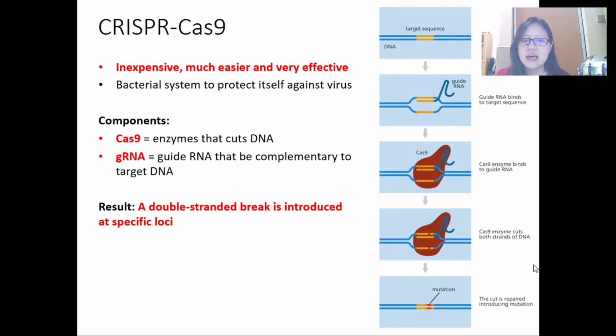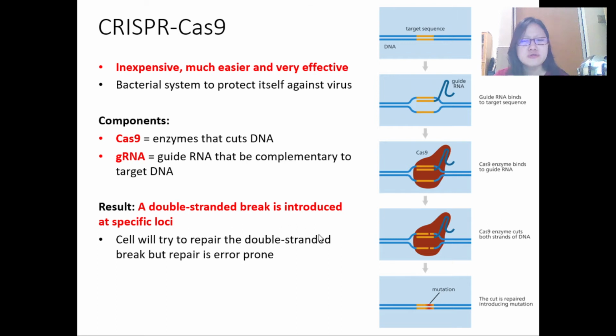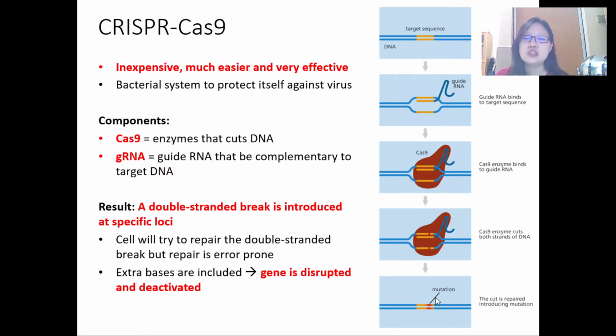This is introduced at a specific place because the guide RNA, again, is complementary to that specific target DNA. It's binding in a complementary manner. Anyways, what happens is that the cell will try to repair the double-stranded break that you have caused here, but the repair is often error-prone. And therefore, a few extra bases are included during the repair process, and a gene is then disrupted and deactivated because of those few extra bases. So yeah, this is how you switch off a gene.